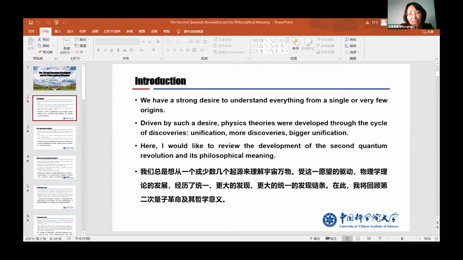We have been driven to attempt to derive everything from a single or very few origins. Driven by such a desire, fundamental theories were developed through the cycle of one unification, then a bigger unification. Here I would like to review the development of the quantum revolution and its philosophical meaning.